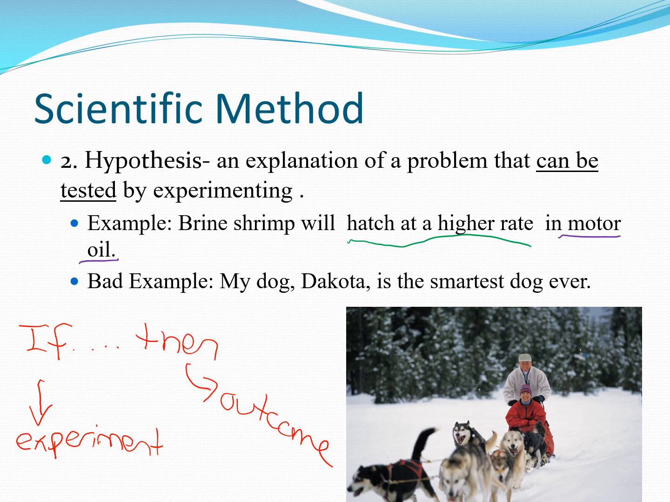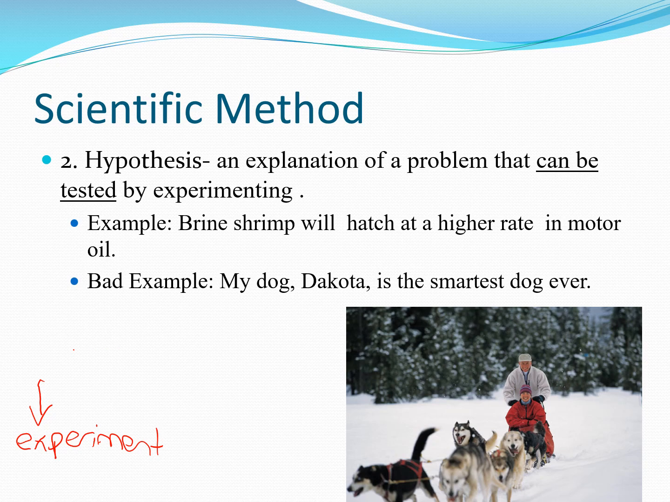So the next sentence here: my dog Dakota is the smartest dog ever. First of all, I didn't write this. I don't have a dog. But this is an opinion. Nowhere in here does it say how I am going to test to see if my dog is the smartest of all. It's just a statement saying that I think my dog is pretty doggone intelligent. So that is not a hypothesis. It doesn't have two parts to it. It doesn't have an if part. It doesn't have a then part.